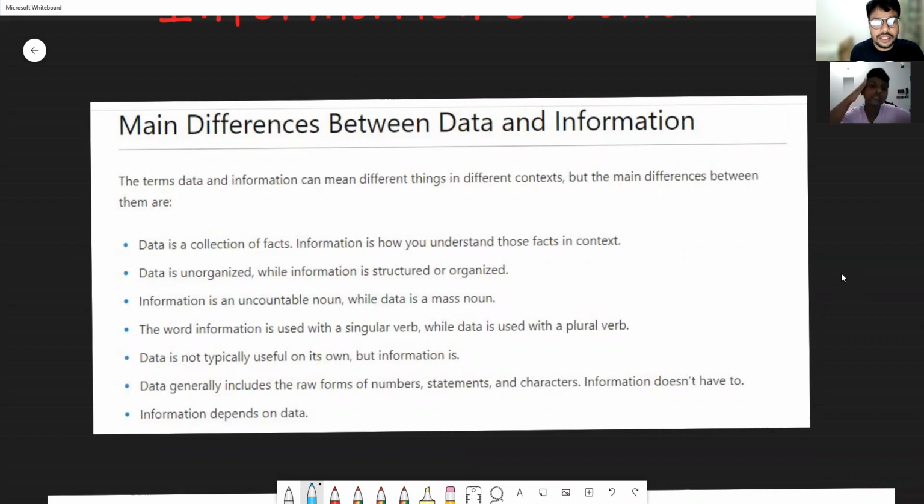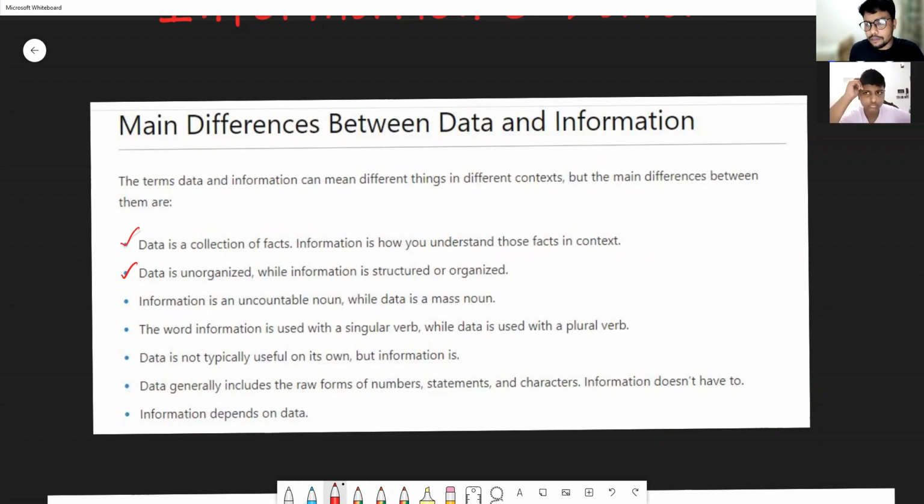The terms data and information can mean different things in different contexts, but the main difference is this. Data is a collection of facts. Information is how we understand those facts in context. Second, data is unorganized, while information is structured and organized.